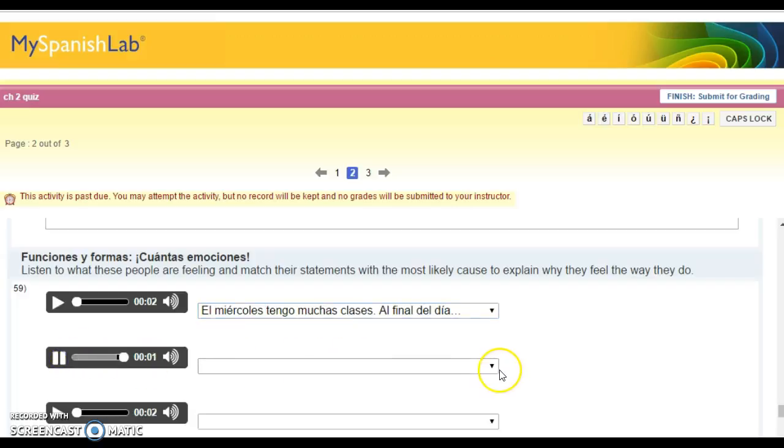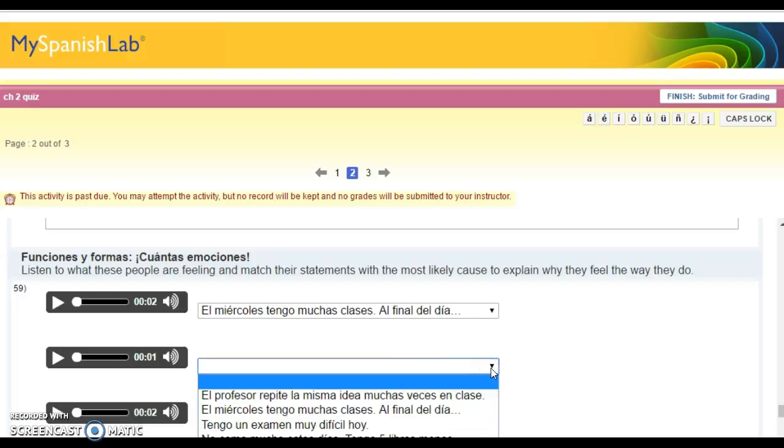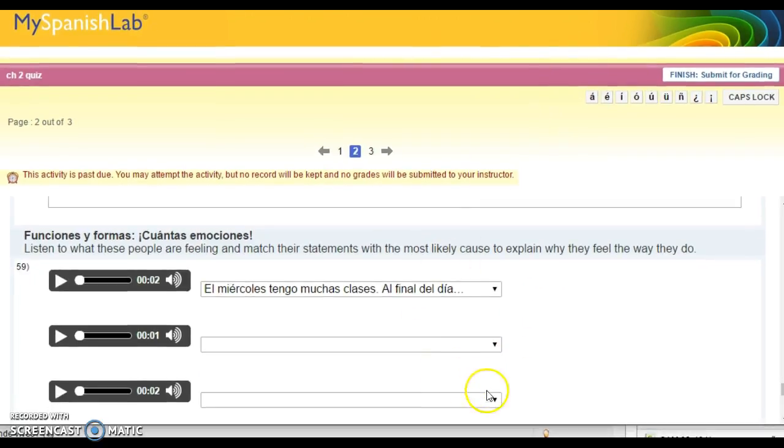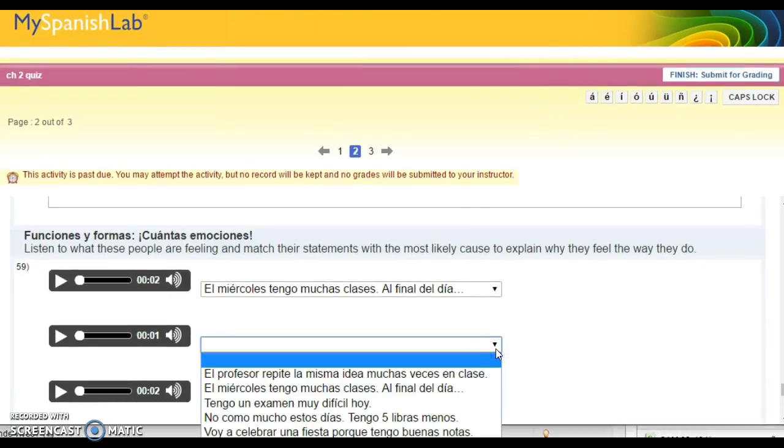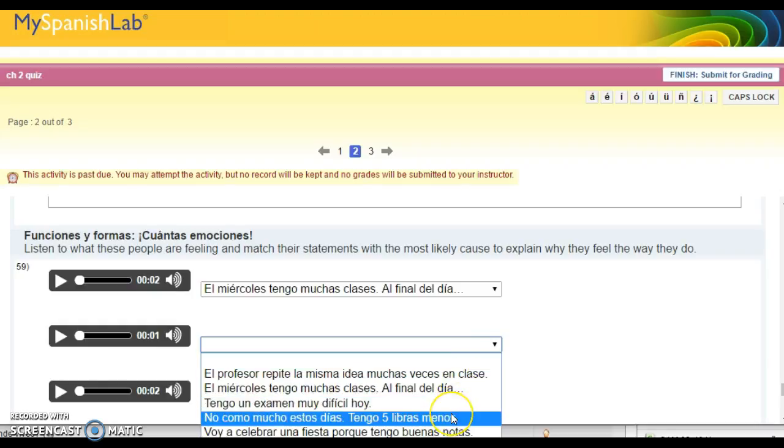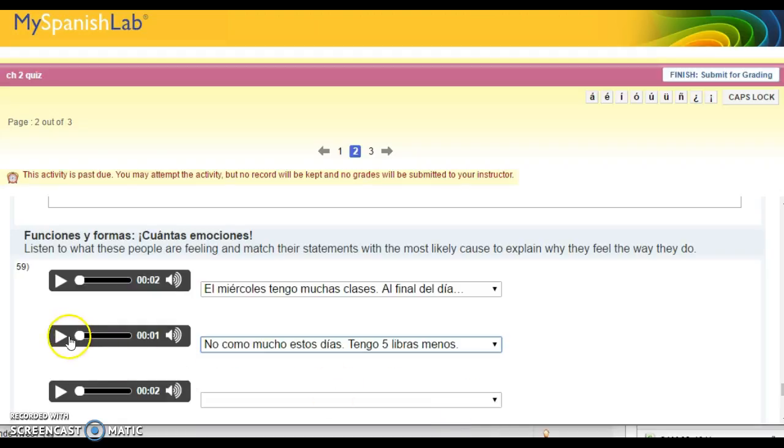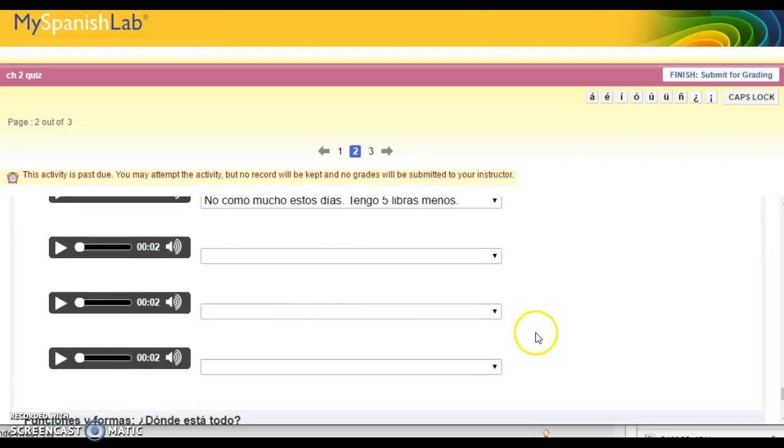Estoy delgado. I'm looking very thin. It's probably the best way to translate that. Okay. So, no como mucho estos días. Tengo cinco libras menos. So I'm not eating a lot these days. I'm five pounds lighter. So that would go with this. Estoy delgado. I'm looking very thin. All right.